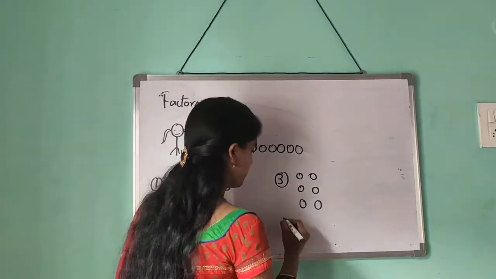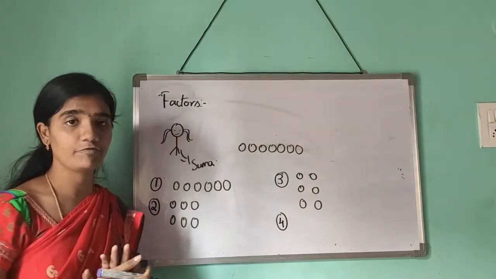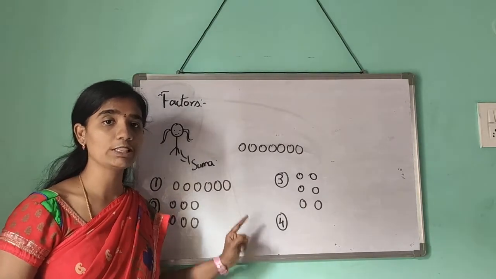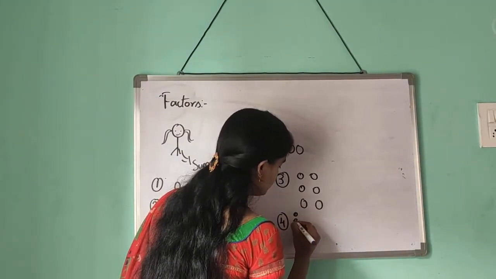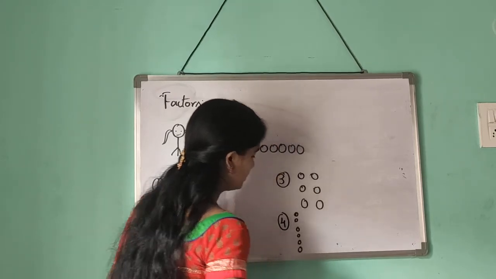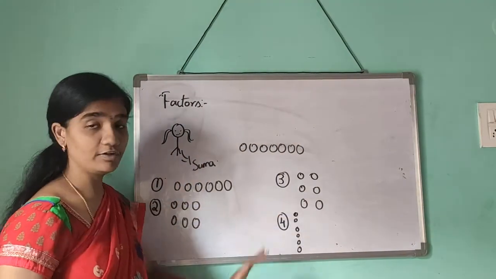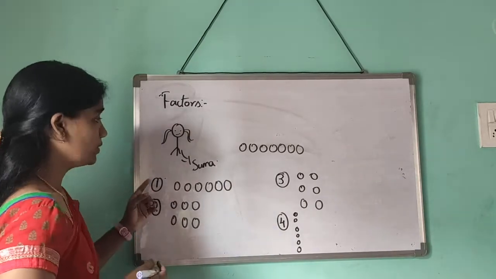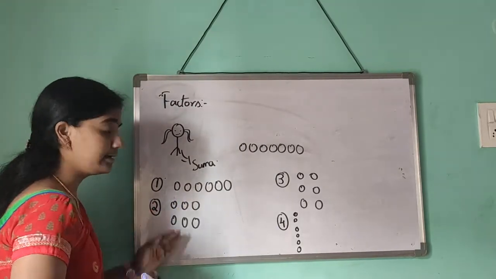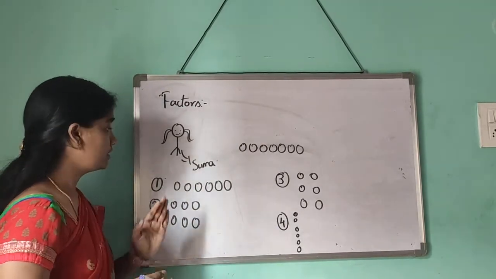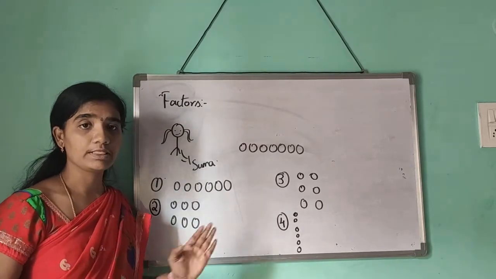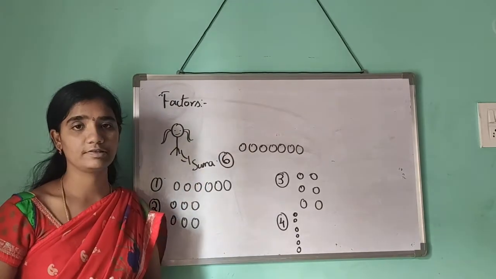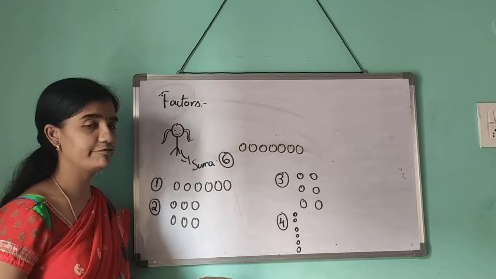And the fourth one: she arranged all the 6 coins in only 1 column. 1, 2, 3, 4, 5, 6. So these are the 4 patterns in which she arranged the coins. The number is the same, 6 coins, but the arrangement pattern is different.